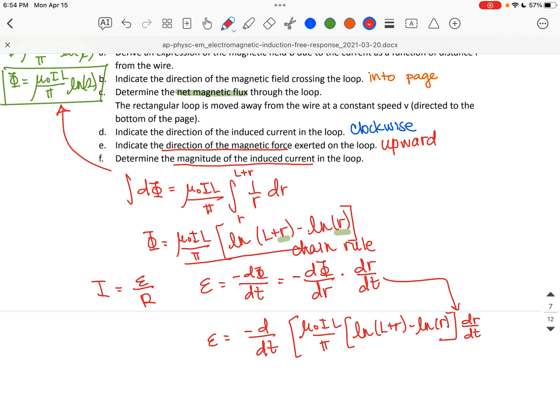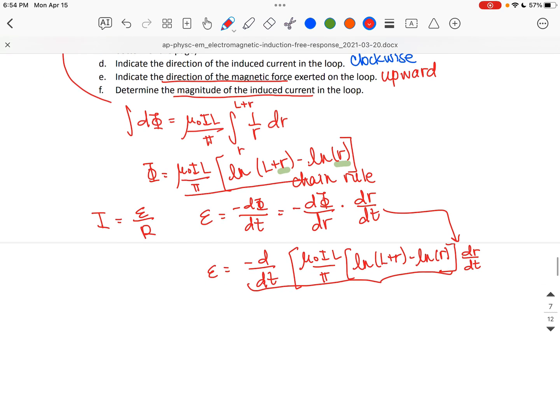And then I'm taking the derivative with respect to r just of this portion. I've got a whole bunch of constants in the beginning, so I'm just going to pull that out. And then I'm going to take the derivative of ln, which is 1 over L plus r minus 1 over r. And then dr dt is a change in distance over change in time, and that's a velocity.